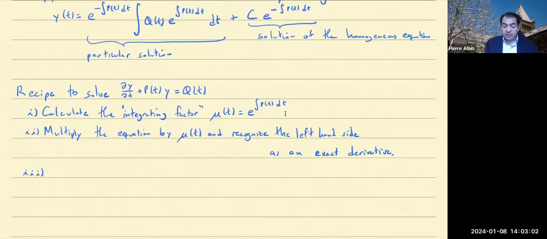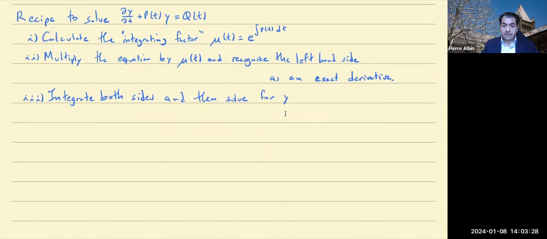Then because the left-hand side is now the derivative of a single function, the differential equation has become trivial. You just integrate both sides. And then solve for y. Okay, so that's the recipe. Let's work out an example.